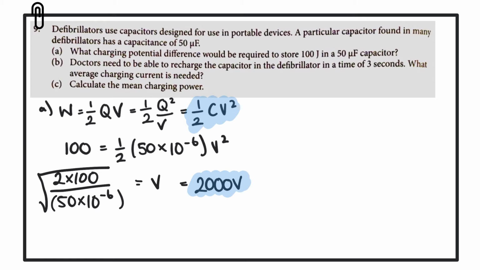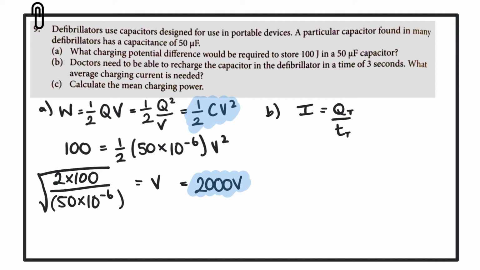So if we want to find the average current, we can use the equation that current is equal to charge divided by time. Because that's what current is, it's the rate of flow of charge. So if we find the average current, we can do that by taking the total amount of charge and dividing it by the total time taken.